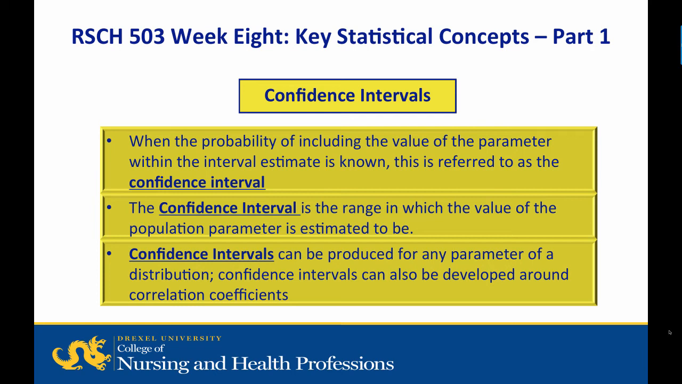A confidence interval is the range in which the value of a population parameter is estimated to be, or when the probability of including the value of the parameter within the interval estimate is known. This is referred to as the confidence interval. Confidence intervals consist of a range of values, or interval, that act as good estimates of the unknown population parameter. However, in infrequent cases, none of these values may cover the value of the parameter. It does not describe any single sample.